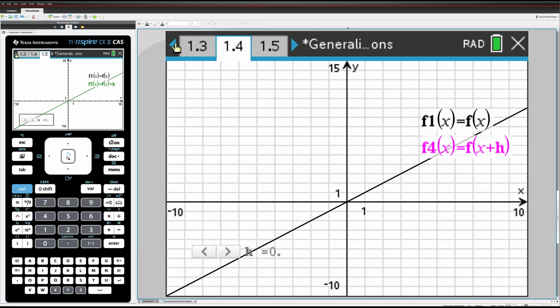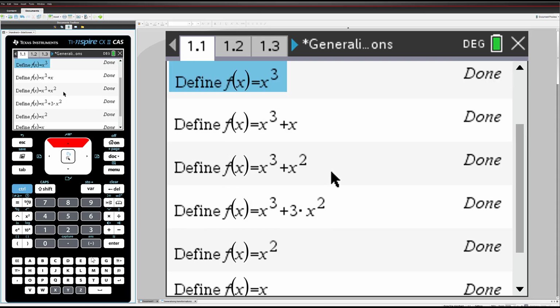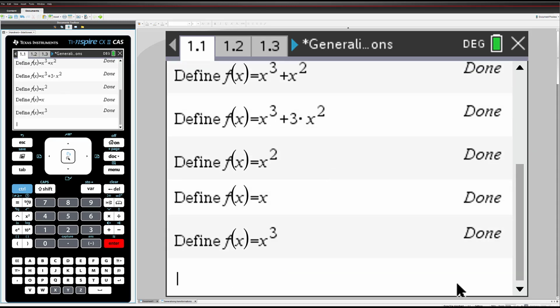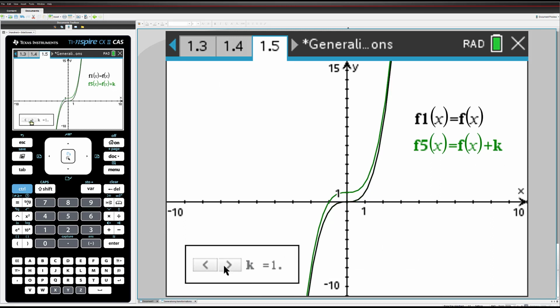If we change the function to the cubic, sorry, let's go back here, y equals x cubed, okay, and back across to our vertical translations. At the moment k is 0, so it's not translated up or down. If we increase k, we take this cubic shape and translate it up. If we decrease k, we take the cubic shape and translate it down. And that is true for any function.